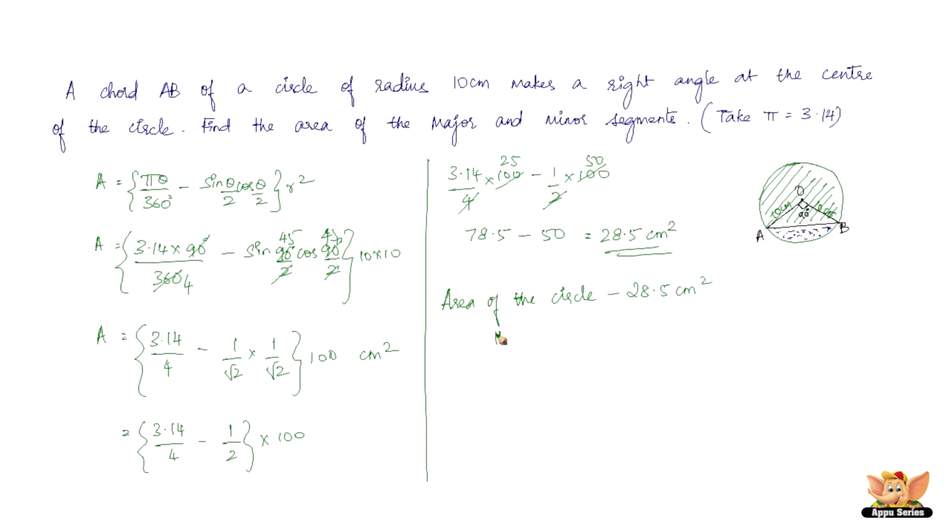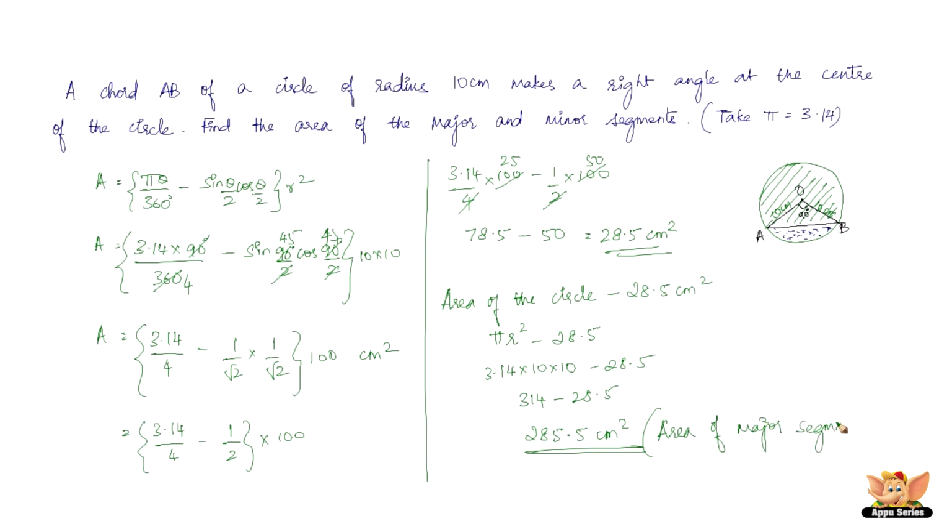So area of the circle is pi r square, and you've got minus 28.5. Pi is 3.14 times 10 times 10 minus 28.5. So this is 100 times 3.14, which is nothing but 314 minus 28.5, which is 285.5 centimeters square. So the area of the major segment is 285.5 centimeters square.